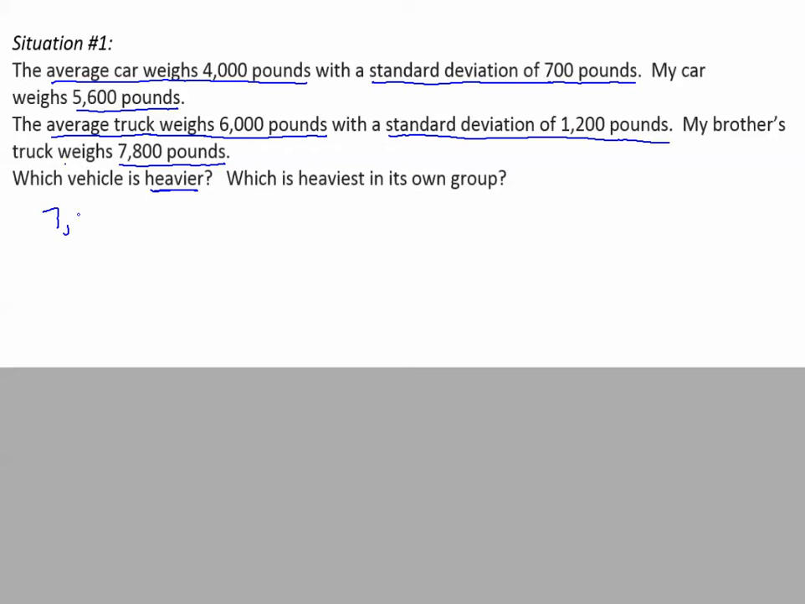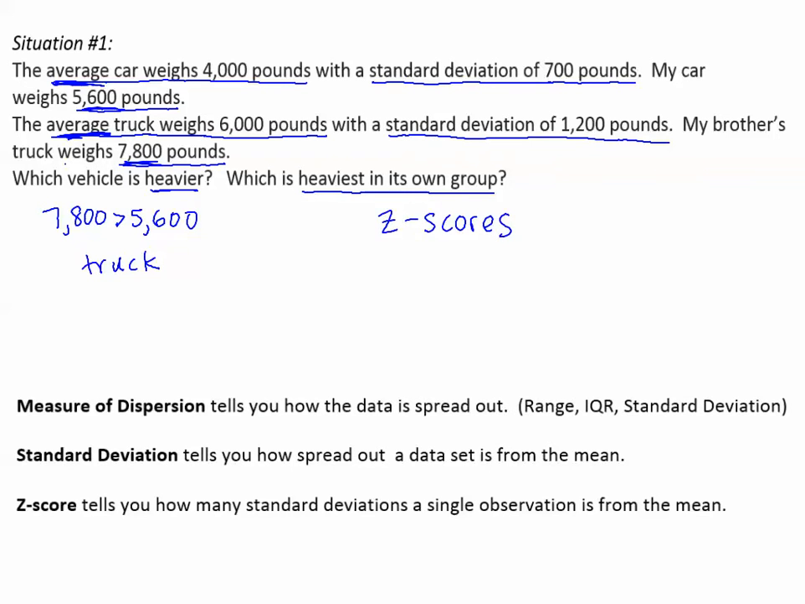Well, because 7,800 is greater than 5,600, the truck will be heavier. Which is heaviest in its own group? That means relative to the average weight of the car or truck. For that, we need to use z-scores. Let's take a look at some vocabulary before we get there.